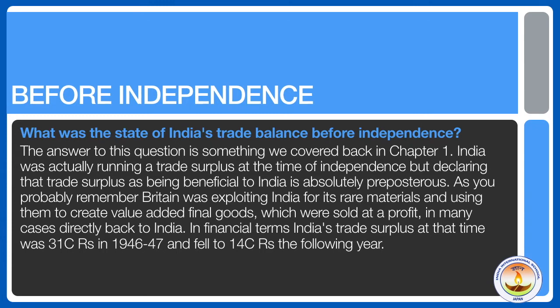Now, if we just look at the volume of trade here, the trade surplus is actually quite meaningless. In nominal terms, the trade surplus in 1946-47 was 31 crore rupees, and by 1947-48 it had fallen to 14 crore rupees. But the key point to remember here is not the numbers, but rather the circumstance. It was not beneficial to India in any which way or manner. Now let's jump ahead and take a look at after independence.